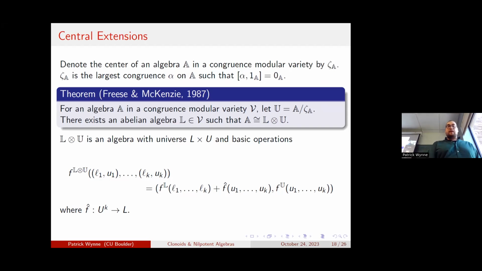So this is sort of analogous to central extensions in group theory, but now here I'm just assuming that A is coming from a congruence modular variety. And this function F hat is a function that takes in U1 through UK and spits out an element of L. So this is what I'll call a central extension of L by U.